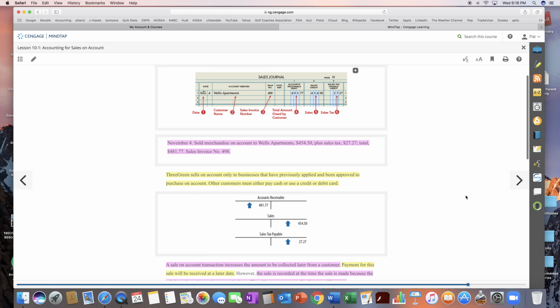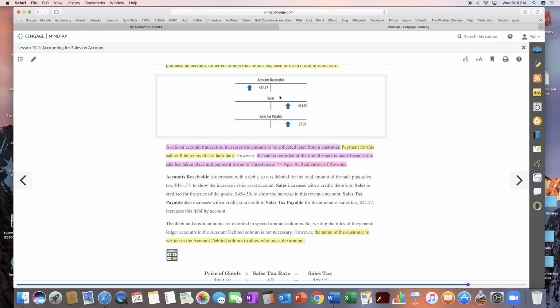Okay. This tells you that not every customer can be a charge account. We got to make sure that they're approved to purchase it on account. This just shows you the T accounts. This paragraph here is telling you what the T accounts is showing you. The T accounts showing you it's an increase to accounts receivable when we make a sale on account. It's an increase to sales when we make a sale on account, which means it's a credit to sales. And it's an increase in sales tax payable. Again, regardless of when payment is received, we are going to make the sale, and we're going to record the sale because it's a realization of revenue.